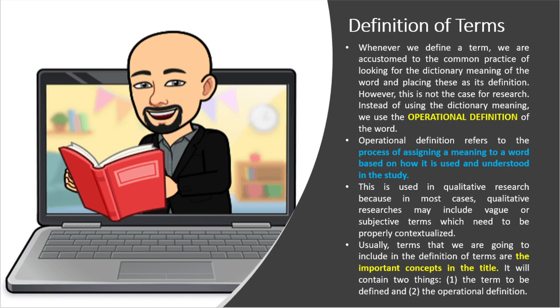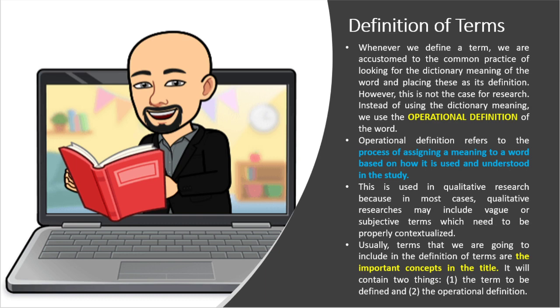Okay, now we move on to the definition of terms. So whenever we define a term, we are accustomed to the common practice of getting a dictionary, just browsing through the words and trying to look for what the word means in the dictionary. But that is not the accepted practice in research. Instead of looking for the dictionary meaning, we actually go for the operational definition. And what does an operational definition mean?